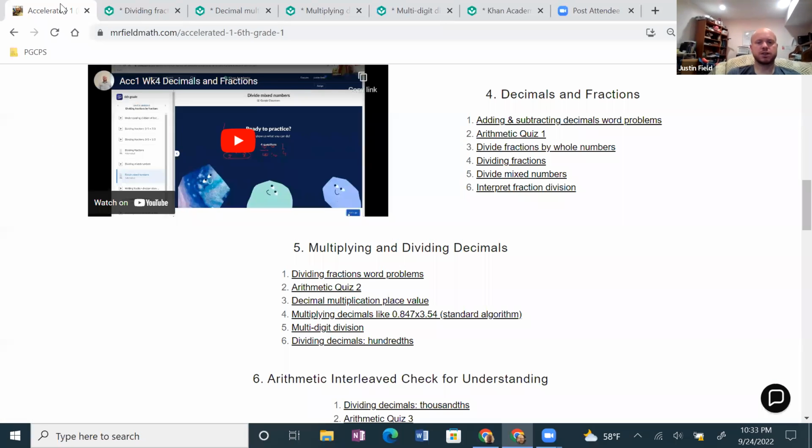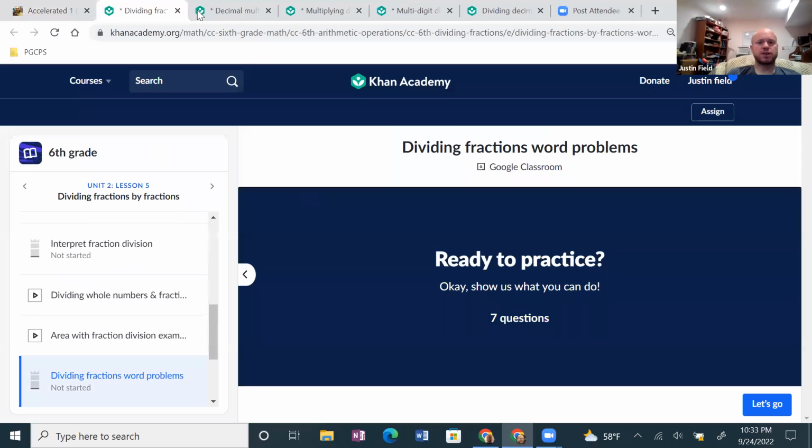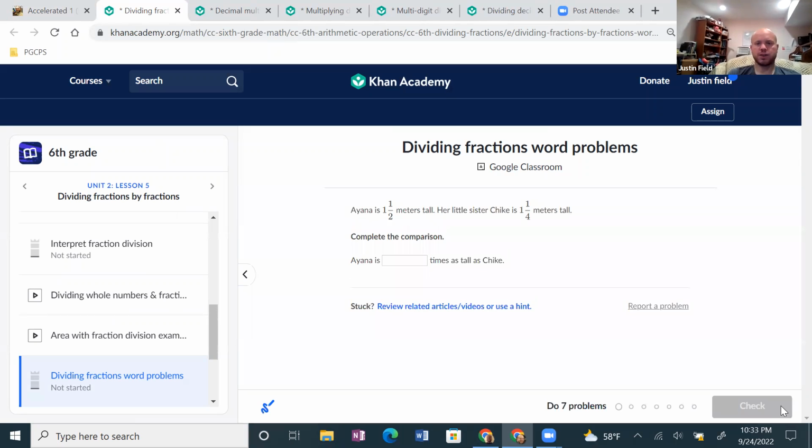Dividing fractions. Okay. So let's start out with dividing fractions. We're going to flip and multiply by the reciprocal, right? Okay. So Ayana is 1.5 meters tall. Her little sister Chike is 1 1/4 meters tall. Ayana is how many times as tall as Chike?